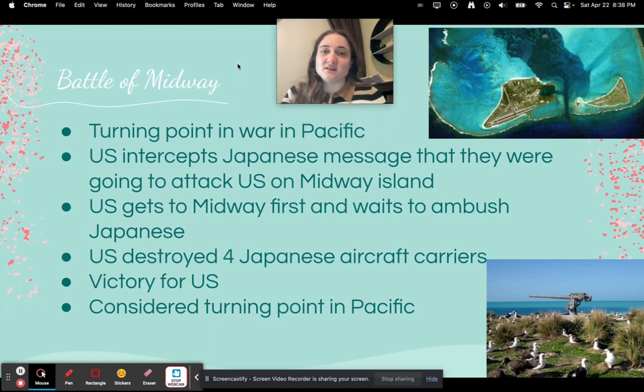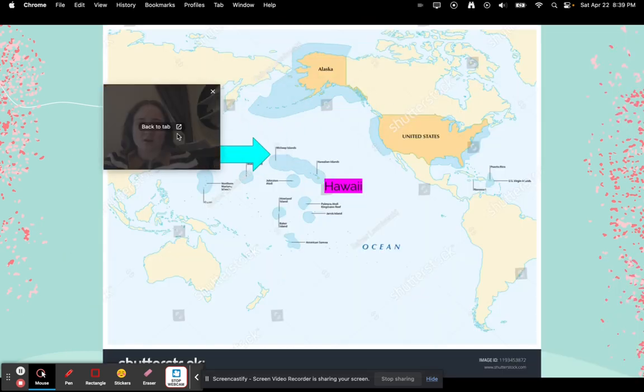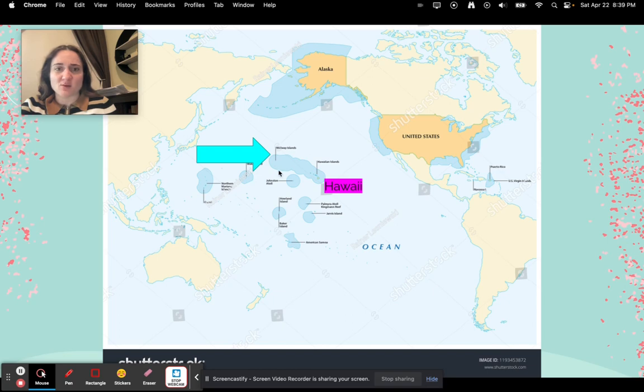All right, so the Battle of Midway. This was really the turning point in the war in the Pacific. The U.S. intercepts a Japanese message that they're going to attack the U.S. on Midway Island. Here's a picture of the island, another picture of the island, and a modern day picture of the island. Apparently, there's a lot of seagulls on it. So the U.S. gets to Midway first, and they wait for the ambush. It is very successful for the U.S. They destroy 4 Japanese aircraft carriers. The U.S. claims victory, and it again is considered the turning point in the Pacific War of World War II. So you can see Midway right here, pretty much in the middle of the Pacific Ocean. There's Hawaii, so it's pretty close to Hawaii.